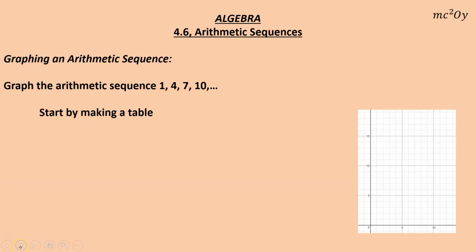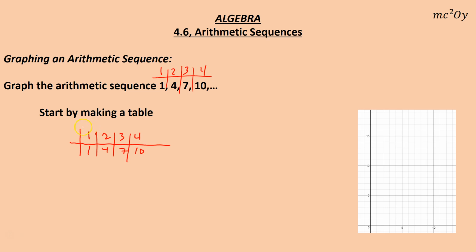Okay, moving on. All right, so graphing an arithmetic sequence. I kind of alluded to this a minute ago. You need to start by making a table. Okay, and the way we make our table, these are our Y values. So 1, 4, 7, and 10. Those are our Y values. Our X values are just the position. So first position is 1. Second position is 4. Third position is 7. Fourth position is 10. So this would be 1, 2, 3, 4.